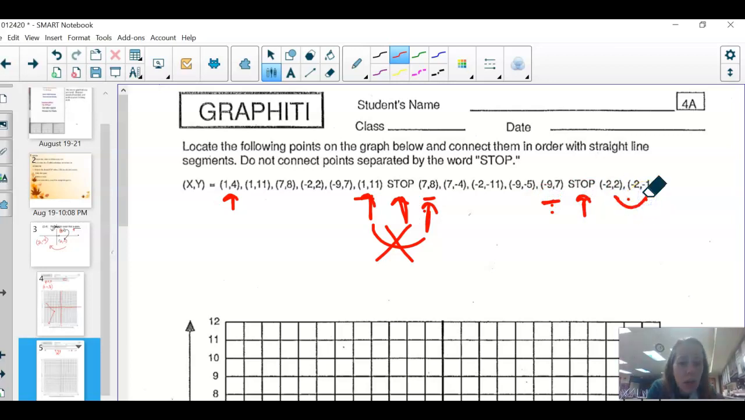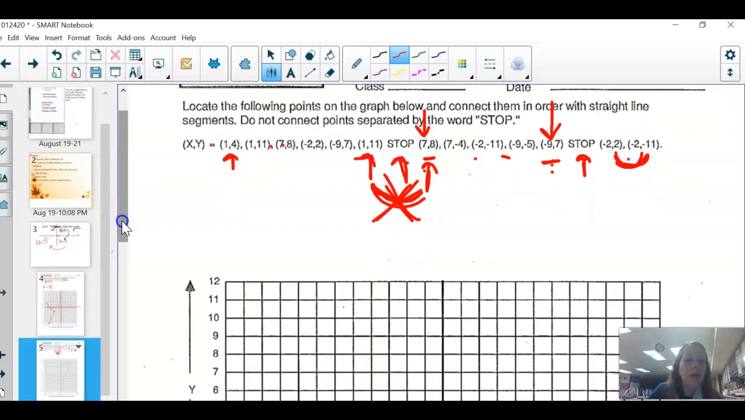Okay, so you're going to start with 1, 4. Keep connecting until you get to 1, 11. Then you're going to stop, and you're going to start again. So don't connect these, okay? You're not going to connect those. You are going to start again, and you're going to continue until you get to here. Then you're going to stop, and then you'll connect just this one and this one, okay? They get harder. Each one's a little bit harder.